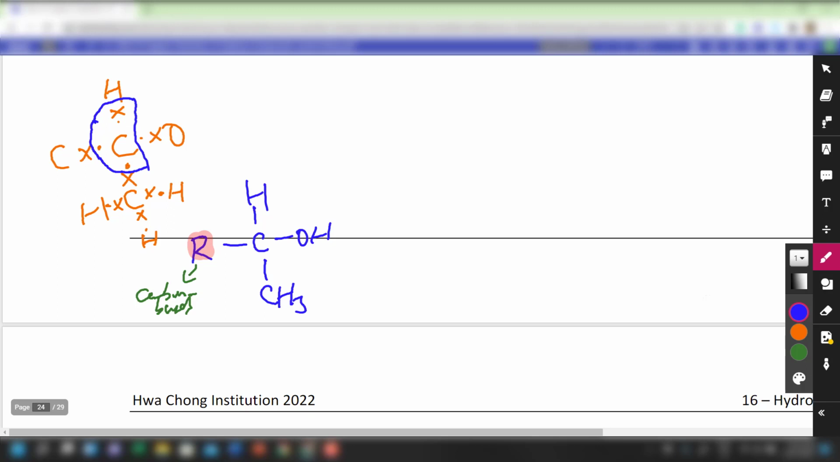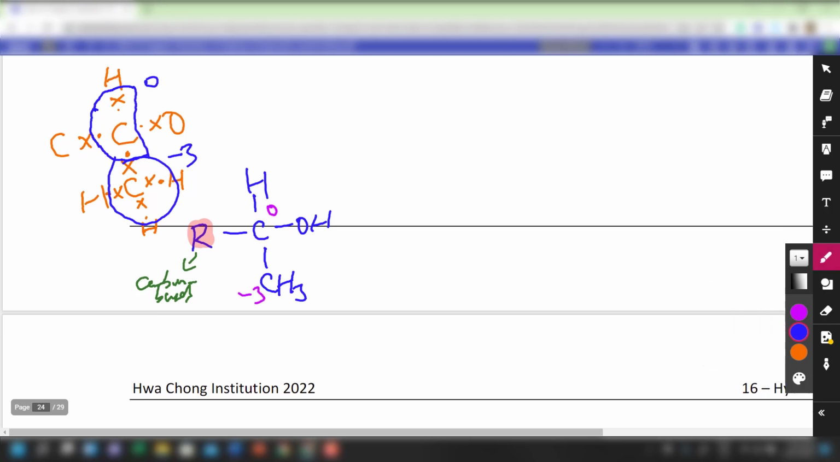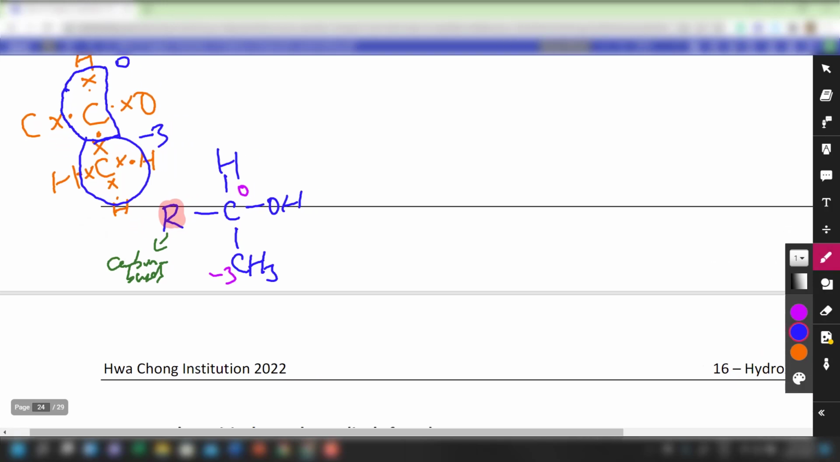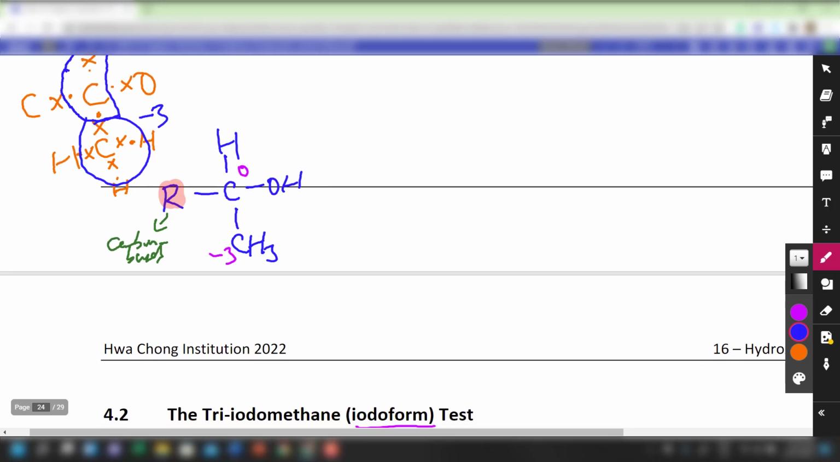In that case, this particular carbon has an oxidation state of 0, and the other carbon has an oxidation state of -3. I'll just write it down in purple. So this is 0 and this is -3. I'm going to write out the half equation, then you get to know how it can be balanced.